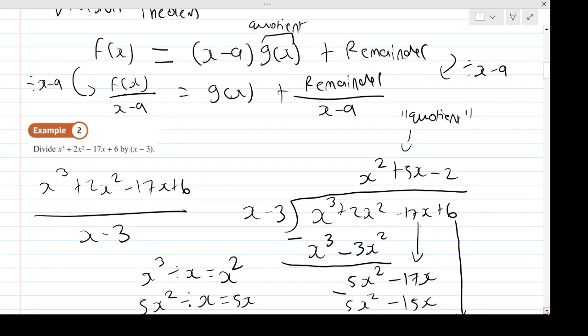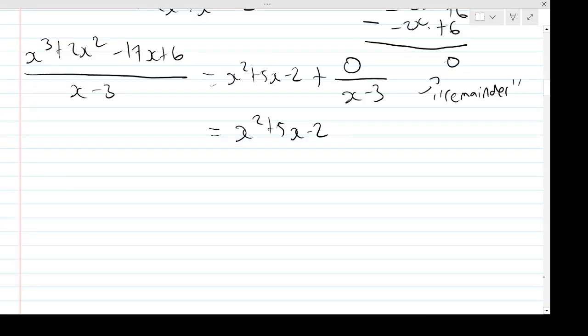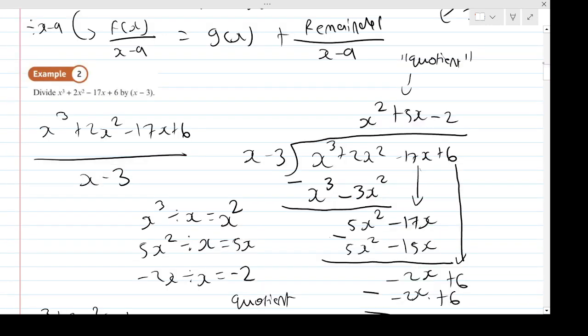And again, you can see that here. So we had, for example, if f of x was x cubed plus 2x squared minus 17x plus 6, and then we're dividing it by x minus 3 here, eventually we saw that this equals x squared plus 5x minus 2, and then the remainder of 0 over the x minus 3. So that would be the remainder part again, but actually it turns out the remainder is 0, and then this is the quotient part again. And so that's what this is doing. This division is finding the quotient and the remainder to break down a division in this way.